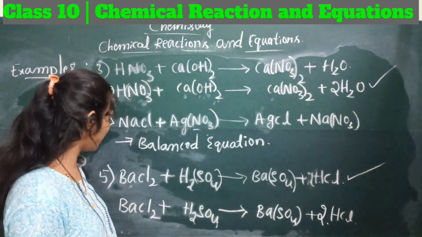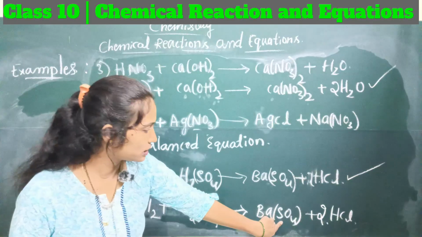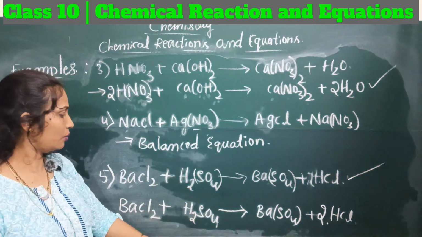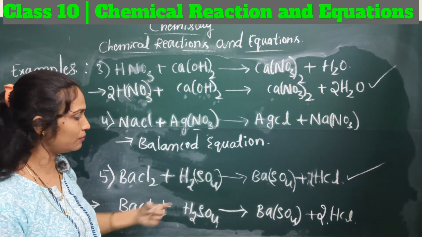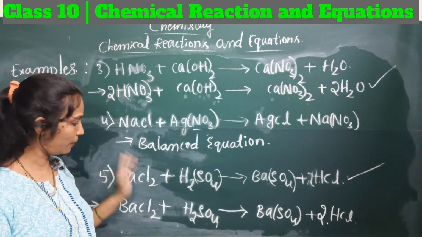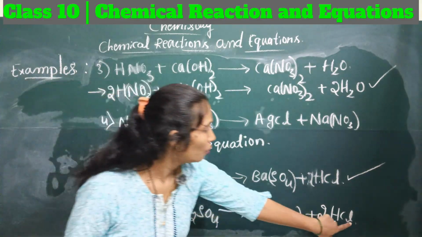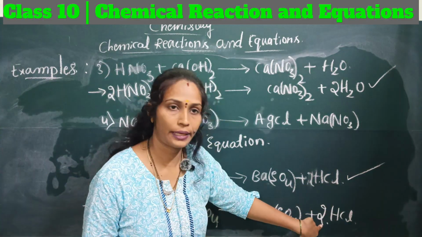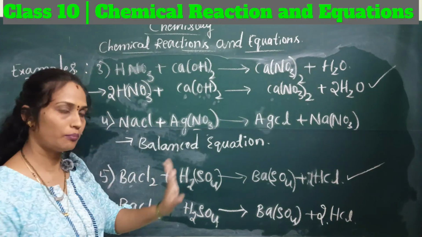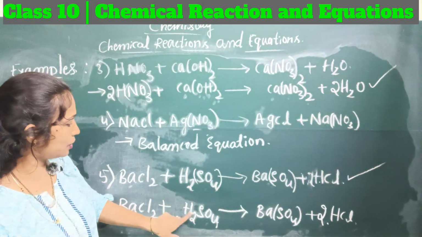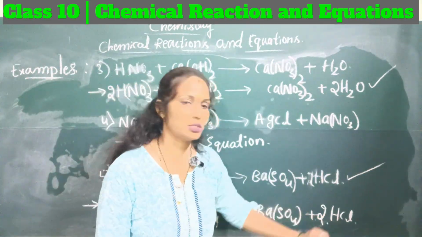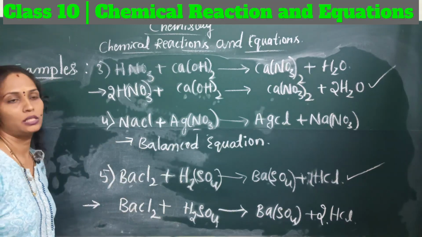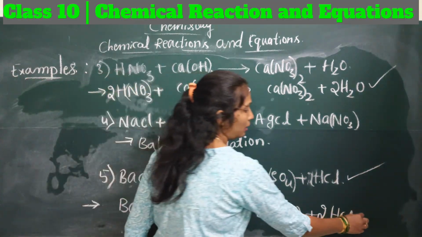That's it. I'll explain one more time. Sulfate is there, 1 sulfate is there. No need to balance. Now I'll move on to barium. 1 barium, 1 barium. No need to balance. 2 chlorine, 1 chlorine. So take 2. 2 chlorine, 2 chlorine. Balanced. How much hydrogen is there? 2 hydrogen is there, 2 hydrogen is there. Now this is a balanced chemical equation.